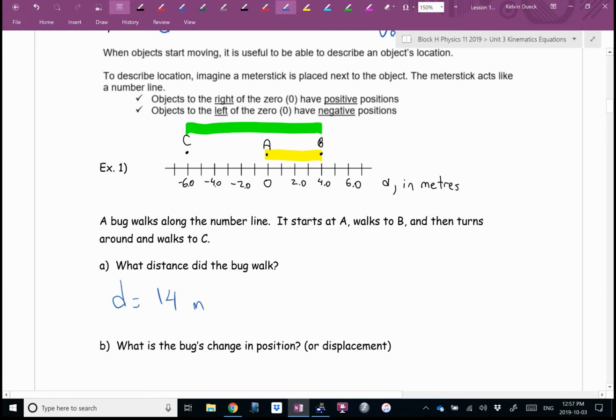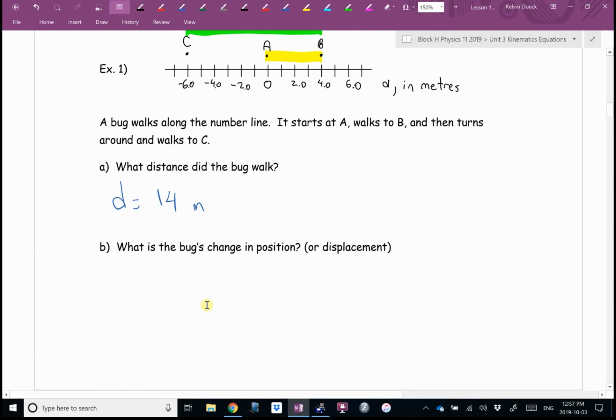By the way, this is terribly inefficient. Eventually we'll have equations where we'll just calculate the distance. Give me enough information, I can tell you how far on my calculator without having to count different paths. But, okay. What's the object's displacement?